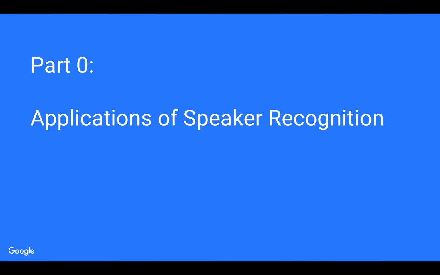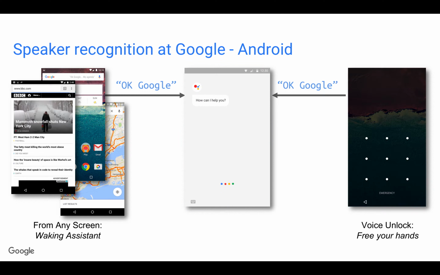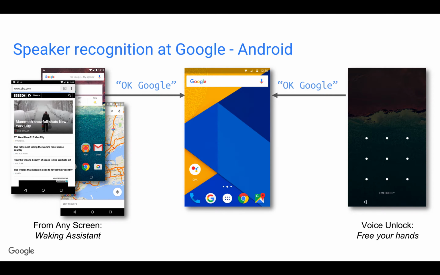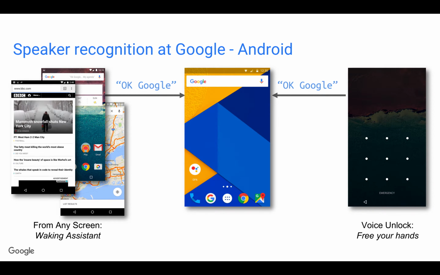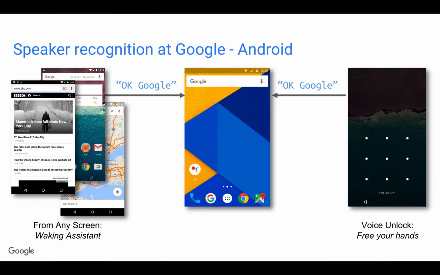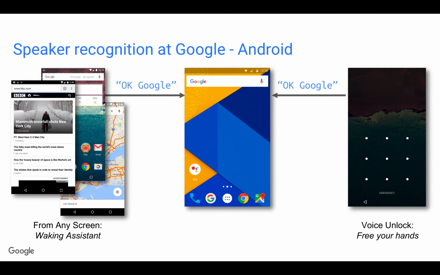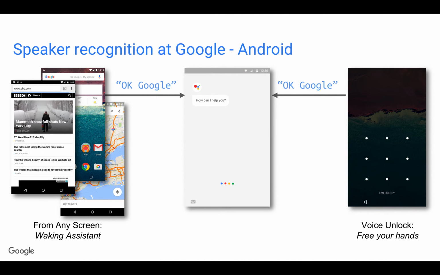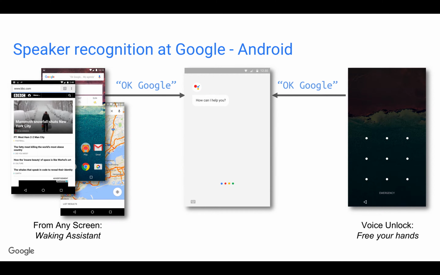Before I go to any technical details, first I want to introduce the applications of speaker recognition at Google. For example, on Android, we have two applications. The first one, we call it From Any Screen. No matter what app you are using, for example, News or Google Maps, or when you are on the home screen, you will be able to speak the keyword OK Google and wake the assistant. But if someone else speaks exactly the same keyword OK Google, he won't be able to wake the assistant.